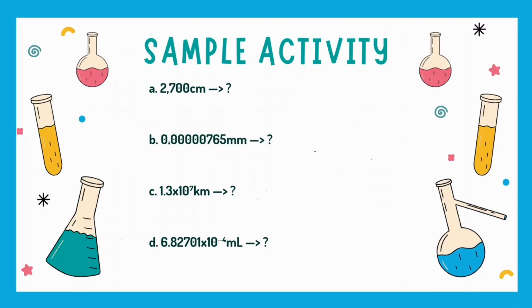After learning the rules on how to convert whole numbers or decimal numbers into scientific notation, here is a sample activity we can try. Starting with letter A, we have 2,700 centimeters. Since it is a whole number, we will be starting from the very end of the last digit from the right side, moving from right to left. Starting from here, 1, 2, 3. So it will give us 2.7 times 10 raised to positive 3 since we moved 3 decimal places to the left.